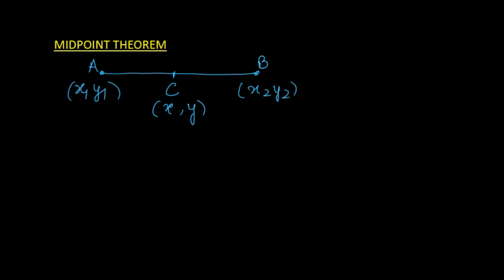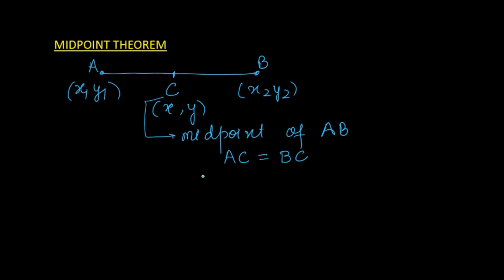Now if C is the midpoint of AB, this means that it divides AB into 2 equal parts. This means AC will be equal to BC. So what will be the ratio of AC upon BC? They both are equal, so it will be 1:1. So the ratio in which point C is dividing AB is 1:1 if C is the midpoint of AB.